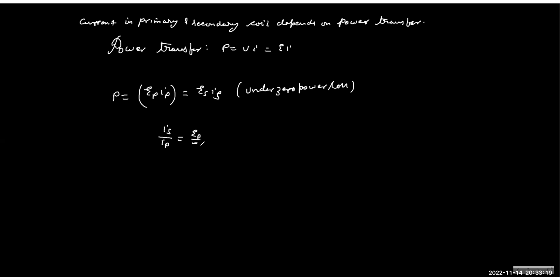EP by ES. And we know that EP by ES will follow which formula? NP by NS, the number of turns. Yes, sir, NP by NS. So you can see clearly that IS turns out to be NP by NS into IP, which is the inverse relation, right? Yes, sir. So as you become greedy by increasing the voltage, the current will become less.